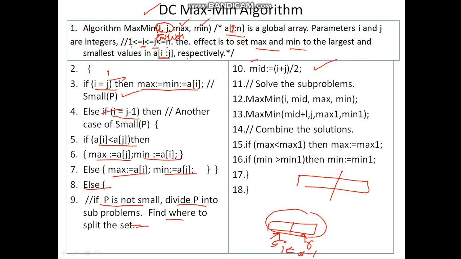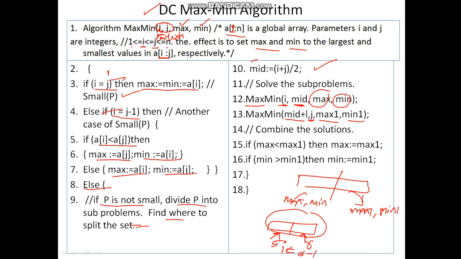Then solve the two different subproblems. So this is not DC, this is max min. It is max min I to mid. First solve the problem from I to mid and identify max and min from this, and solve another problem from mid plus 1 to j, that is high, and get max 1 and min 1 from this. From the left hand side solution we are going to get max and min. From the right hand side solution we are going to get max 1 and min 1.